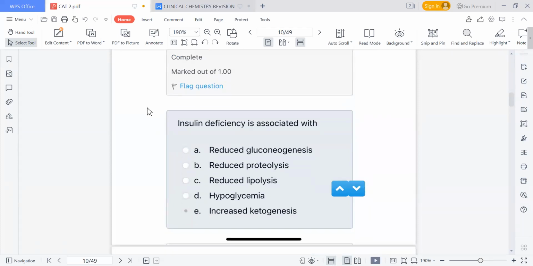Next we have number 9. Insulin deficiency is associated with reduced gluconeogenesis, reduced proteolysis, reduced lipolysis, hypoglycemia, or increased ketogenesis. So bearing in mind that insulin deficiency causes a decreased uptake of glucose inside the cells, what sequence of events would be expected to happen? You can think about it: if glucose isn't being taken into the cells, then how will the cells obtain their energy? So what else in place of glucose will be released?